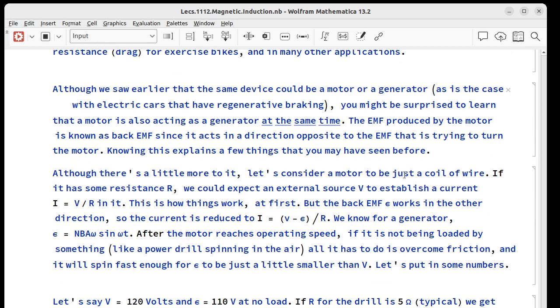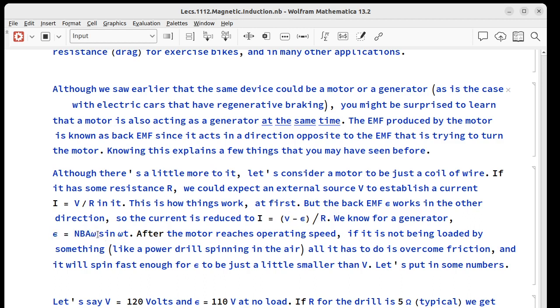There's a little bit more to it than this, but we can consider a motor to just be a big coil of wire. If it has some resistance R, we can say if I have an external voltage source V, I'm going to get a current that's I equals V over R, Ohm's law. But since the back EMF created works in the other direction, once the motor is moving, the current's going to be reduced to (V minus epsilon) over R. For a generator, we know this is epsilon equals NBA omega sine omega t.